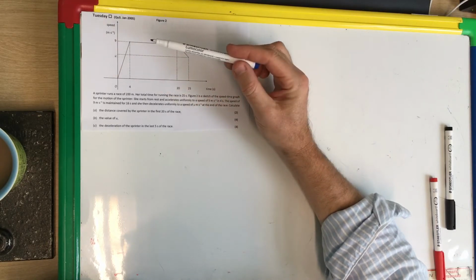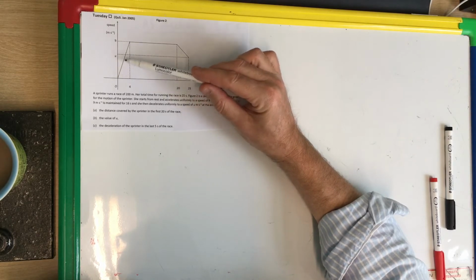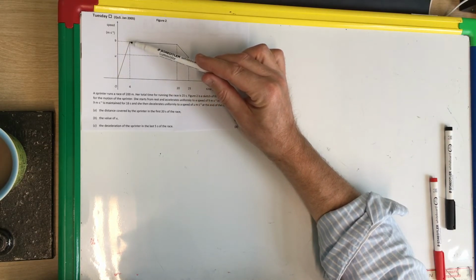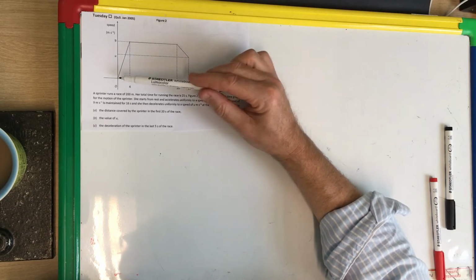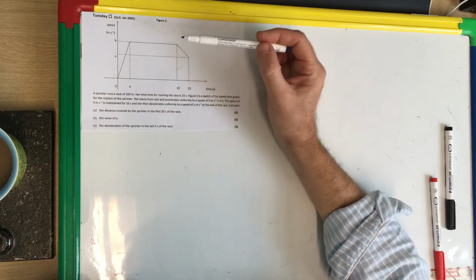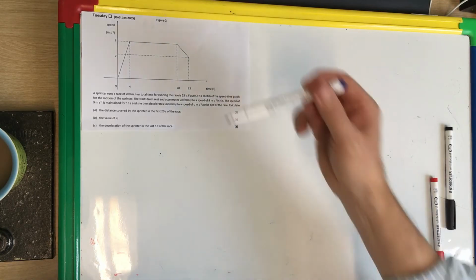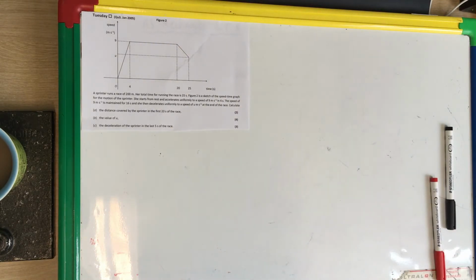So this lady has sprinted from start. She's accelerated with constant acceleration to reach a speed of 9 meters per second. That's taken her 4 seconds. She's kept a constant speed of 9 meters per second for the next 16 seconds. So she's 20 seconds into her race, and then she decelerates and passes the finishing line after 25 seconds. And that's how she does her 200-meter race.